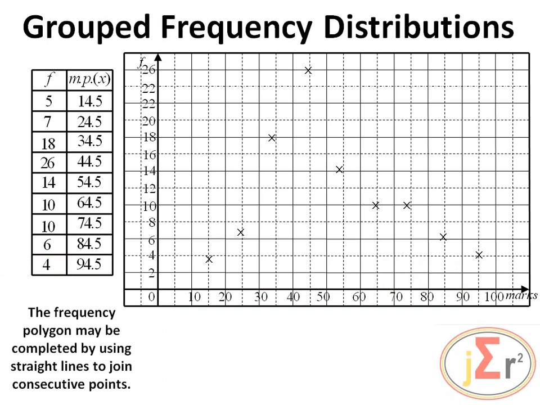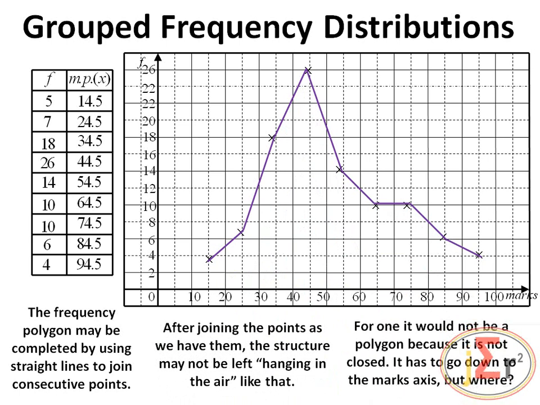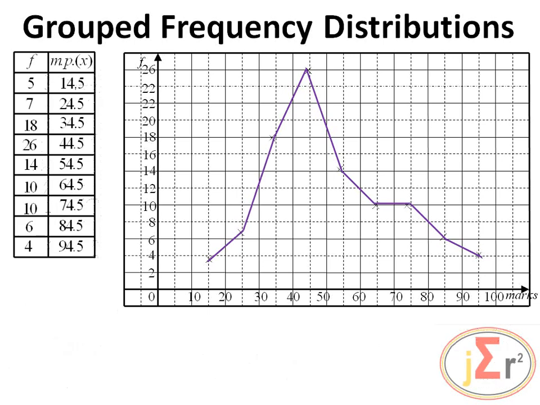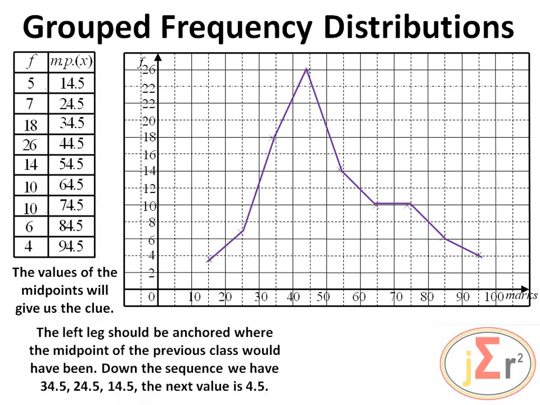The frequency polygon may be completed by using straight lines to join consecutive points. That is how we construct our frequency polygon. But what do we know? After joining the points as we have them, the structure may not be left hanging in the air like that. For one, it would not be a polygon because it is not closed. It has to go down to the x axis. But where on the x axis will we cause it to go down? The values of the midpoints will give us the clue where to put the line down to the axis.